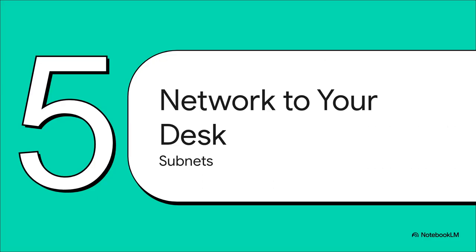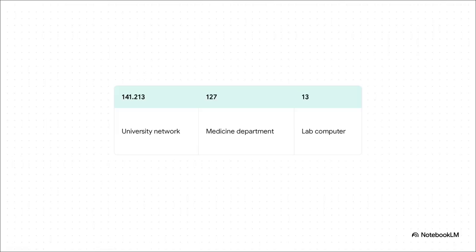And we can take this whole hierarchy idea even further. Let's zoom in from a huge internet provider to a place a lot of you probably know pretty well: a university campus. A university might get a giant block of addresses, like everything that starts with 141.213. But to stay organized, they create smaller networks inside of that, called subnets. So the next number, 127, might be assigned to, say, the medicine department. And the very last number, 13, points to a specific lab computer inside that department. You see the funnel again? University to department to desk.